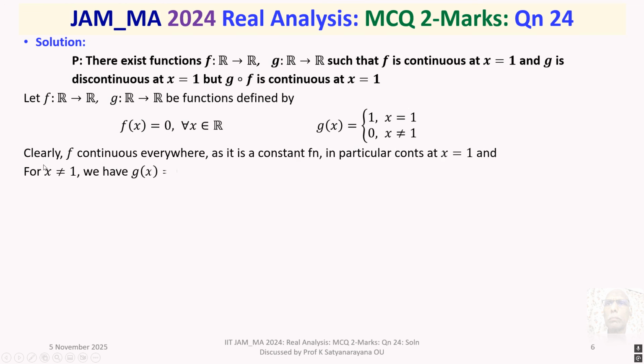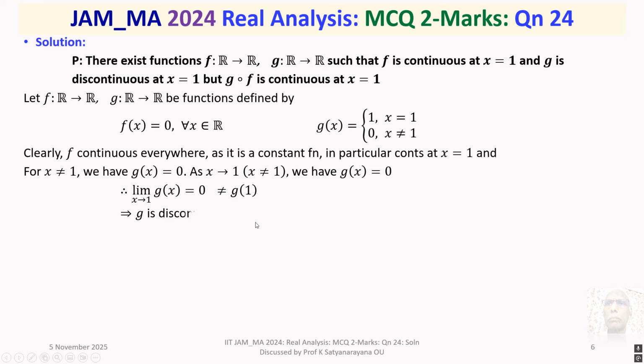And for x not equal to 1, look at g of x. When x is not equal to 1, g of x is equal to 0. As x approaches 1, x not equal to 1, g of x approaches 0. Therefore, the limit as x tends to 1 of g of x is equal to 0, which is not equal to g of 1 because g of 1 is 1. Thus, g is discontinuous at x is equal to 1.